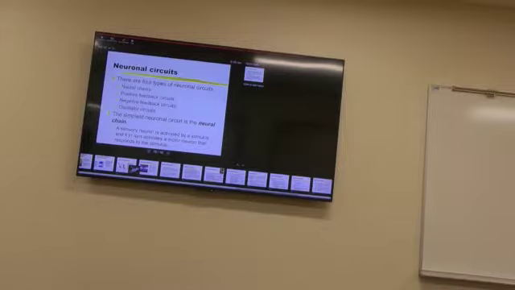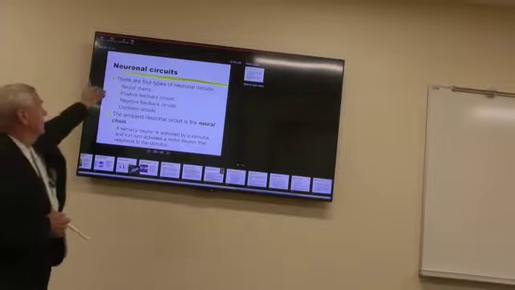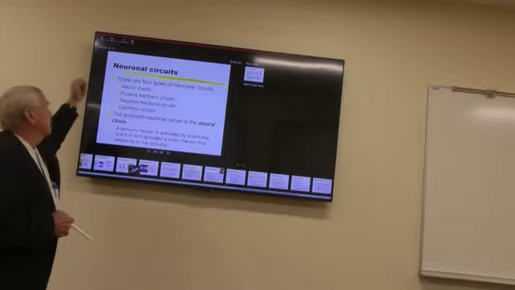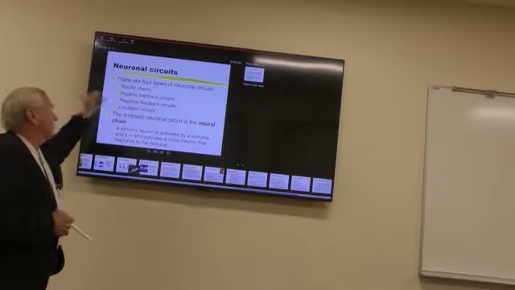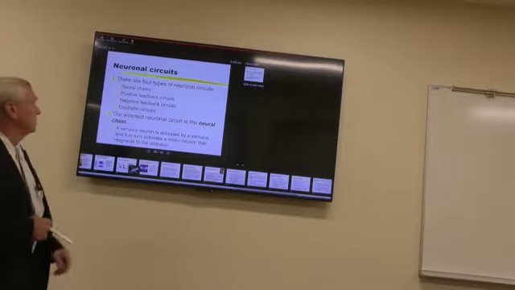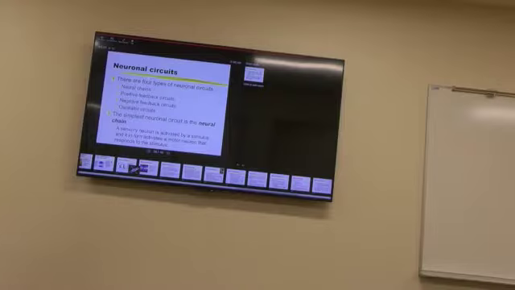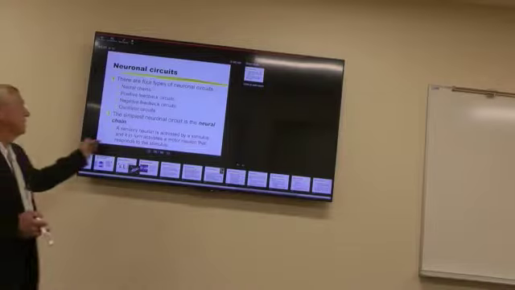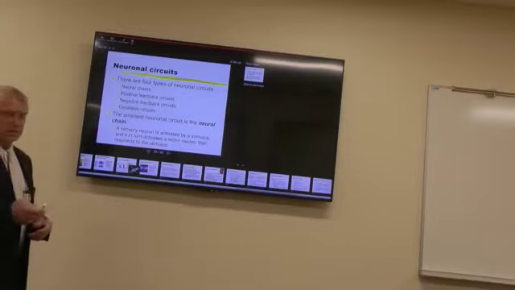There are 4 types of neuronal circuits. Neural chains are one of the types, positive feedback circuits, negative feedback circuits, and then oscillator circuits. The simplest neuronal circuit is a neural chain. A sensory neuron is activated by a stimulus, and it in turn activates a motor neuron that responds to the stimulus.